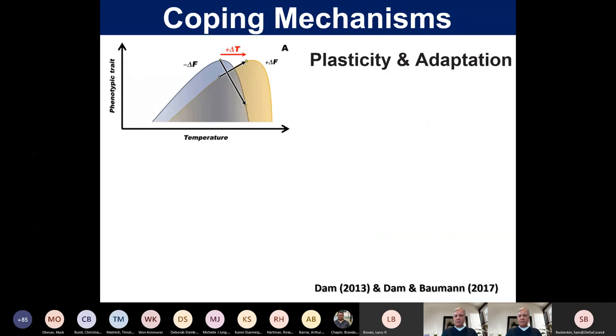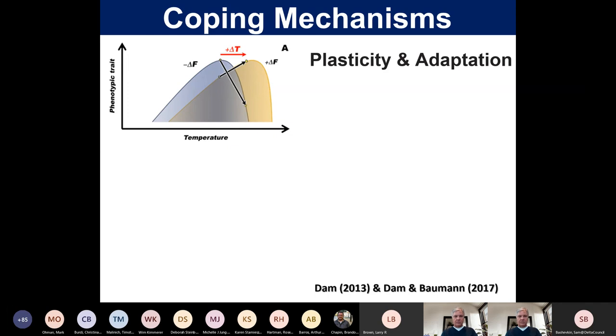So before I move on to talking about the issue of space for time studies, I want to introduce two basic concepts for how zooplankton may cope with climate change, or in this particular case, let's talk about warming. And those are plasticity and genetic adaptation.